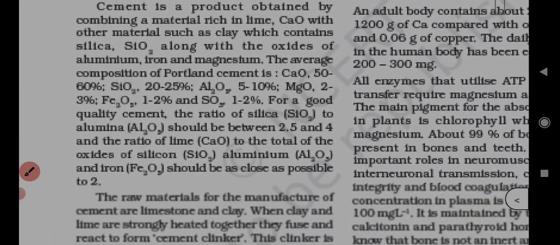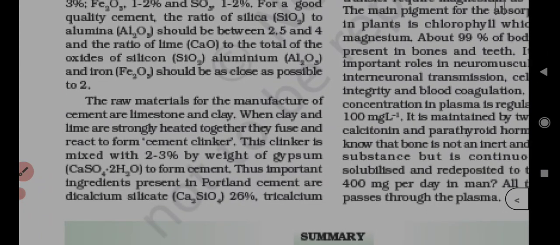Okay, now next, it should be between 2.5 and 4. And the ratio of lime CaO to the total of the oxides of silicon SiO2, aluminium Al2O3, iron Fe2O3 should be as close as possible to 2.